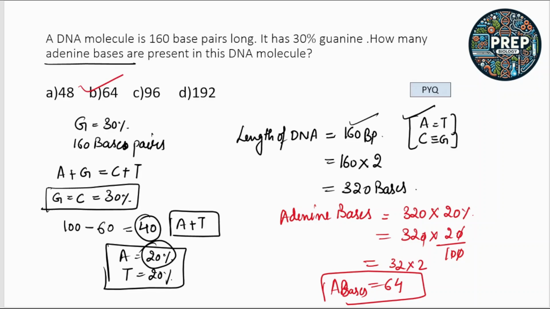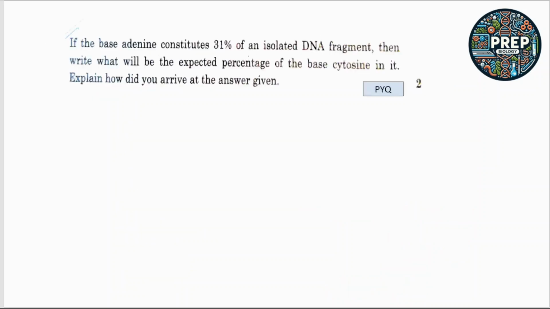So this kind of questions have been asked in your previous years. So make sure you practice these questions repeatedly. Okay, so this is the last question that I am giving you for homework. You have to calculate the expected percentage of base cytosine. Okay, so the adenine percentage is given, so you all have to calculate the cytosine percentage. So please mention the answer of this question in the comment box.